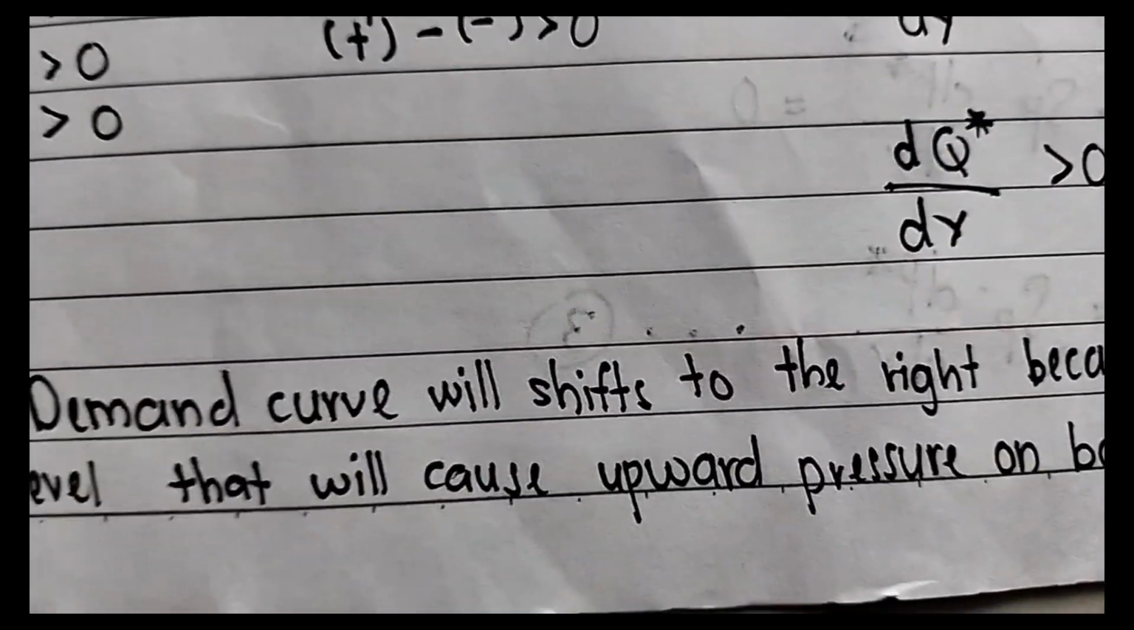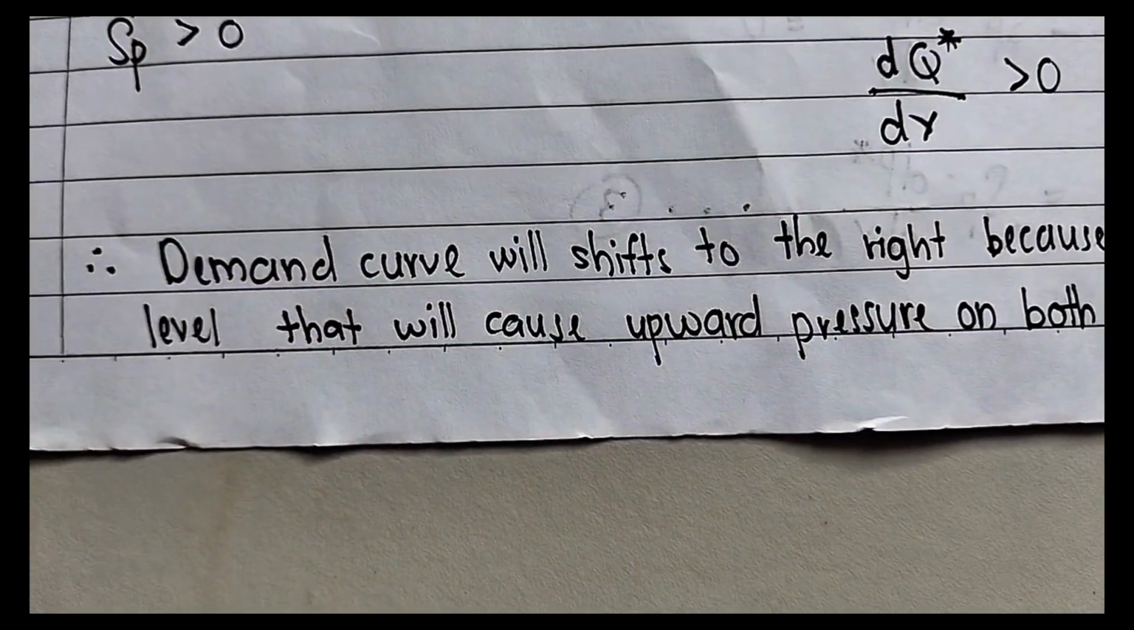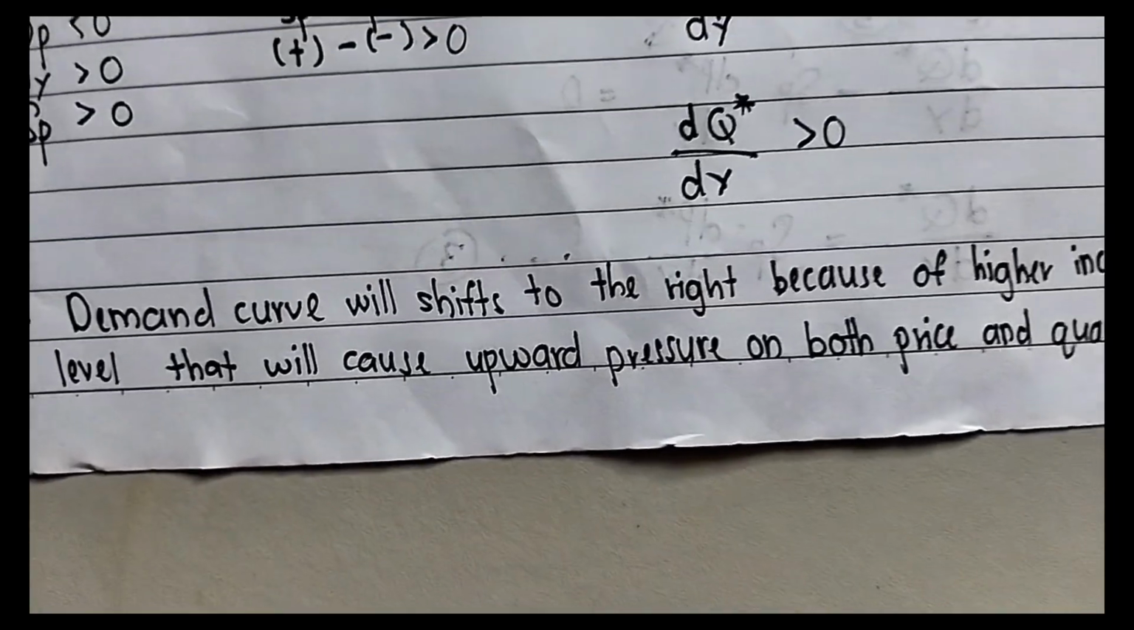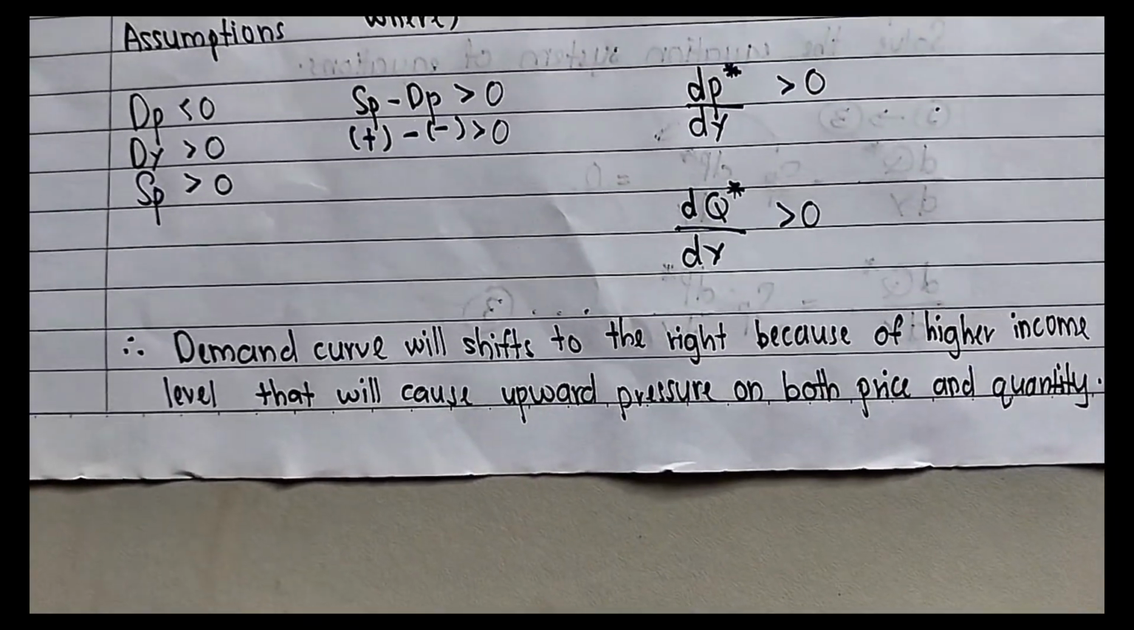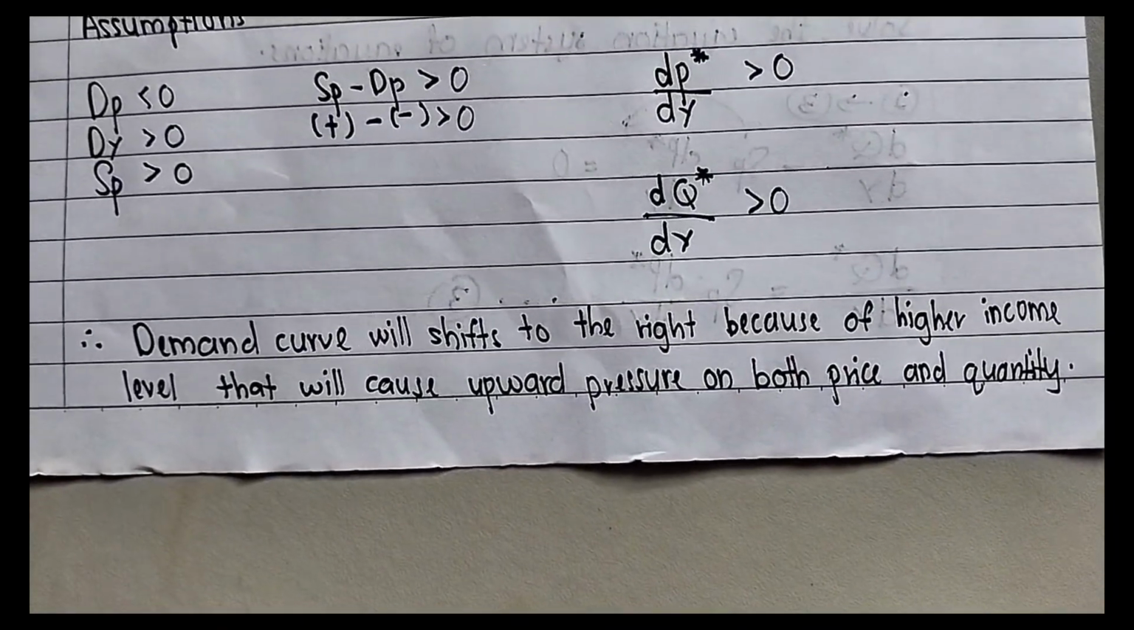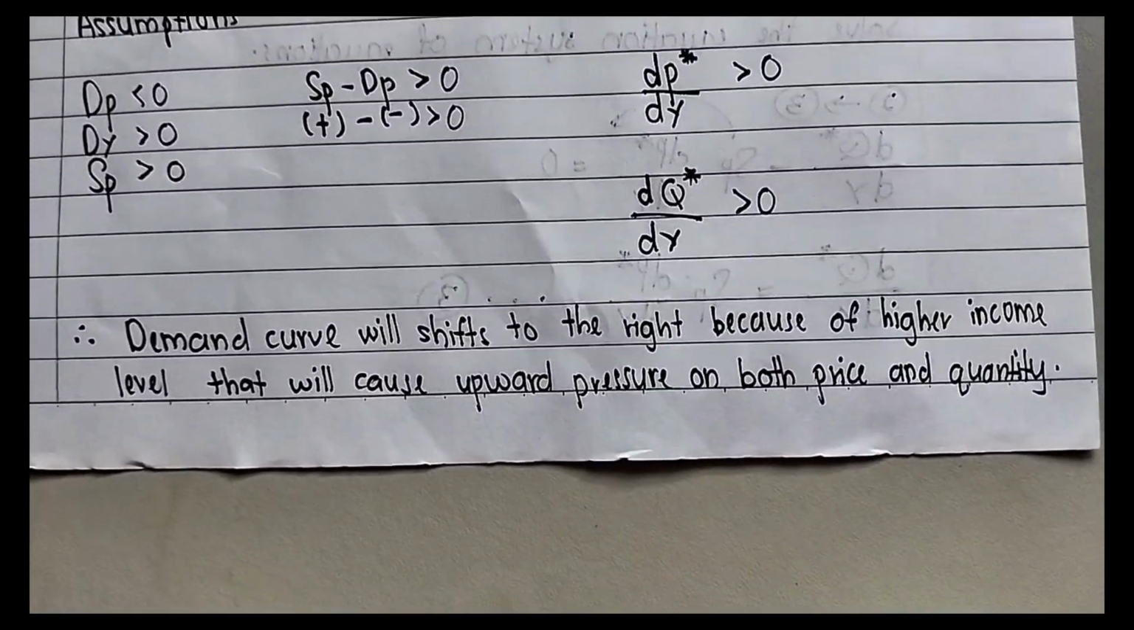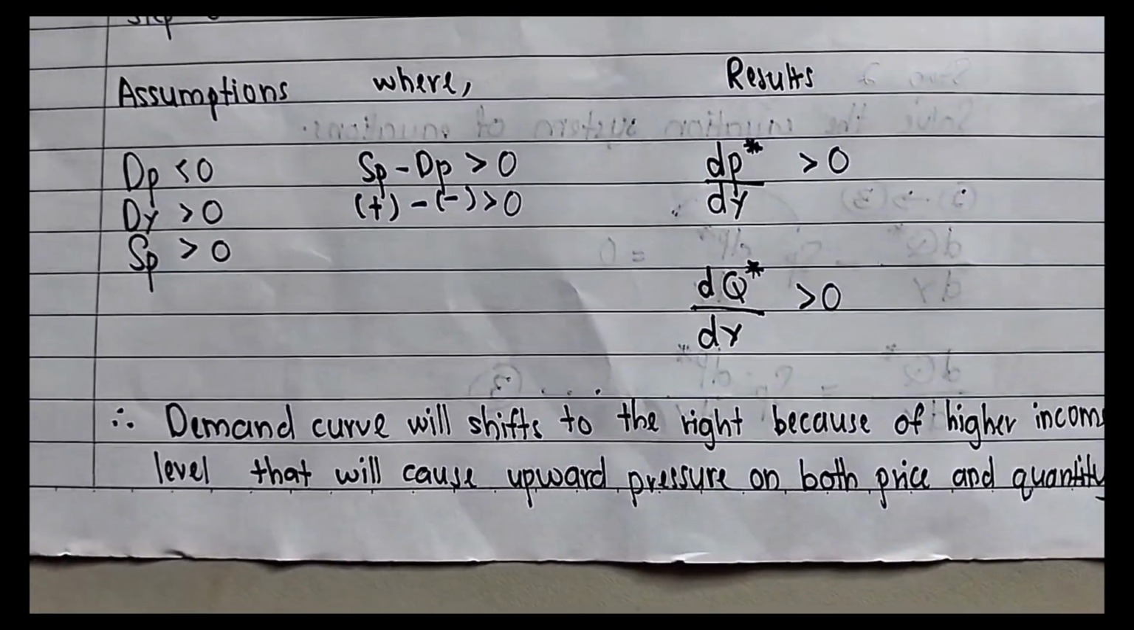Then the answer will be the demand curve will shift to the right because of higher income level, that will cause upward pressure on both price and quantity. That's all for me. Thank you.